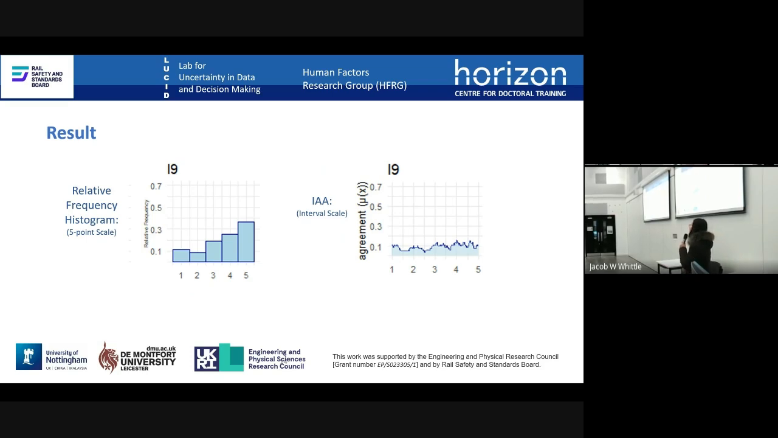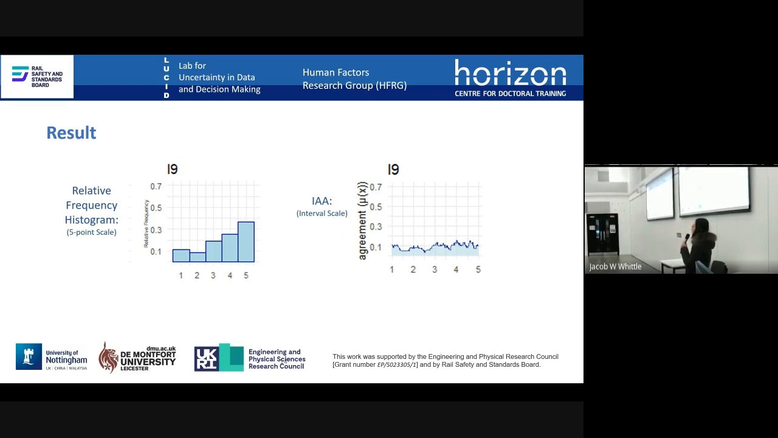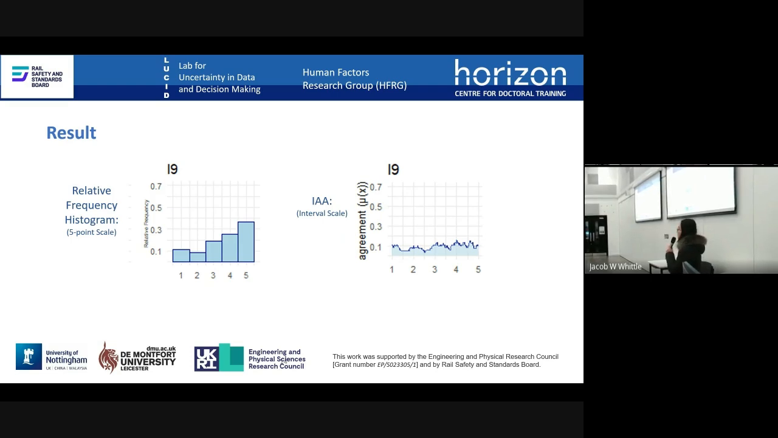So for example, here it suggests the importance of attribute 9, which is the quality of Wi-Fi on the coach. For the single point data, we can say that most people would still rate it as 5, which is very important. But if we look at the interval data, their opinion is a bit more divided, kind of equally distributed among all the different data points. So there's something different we can get from the interval data.